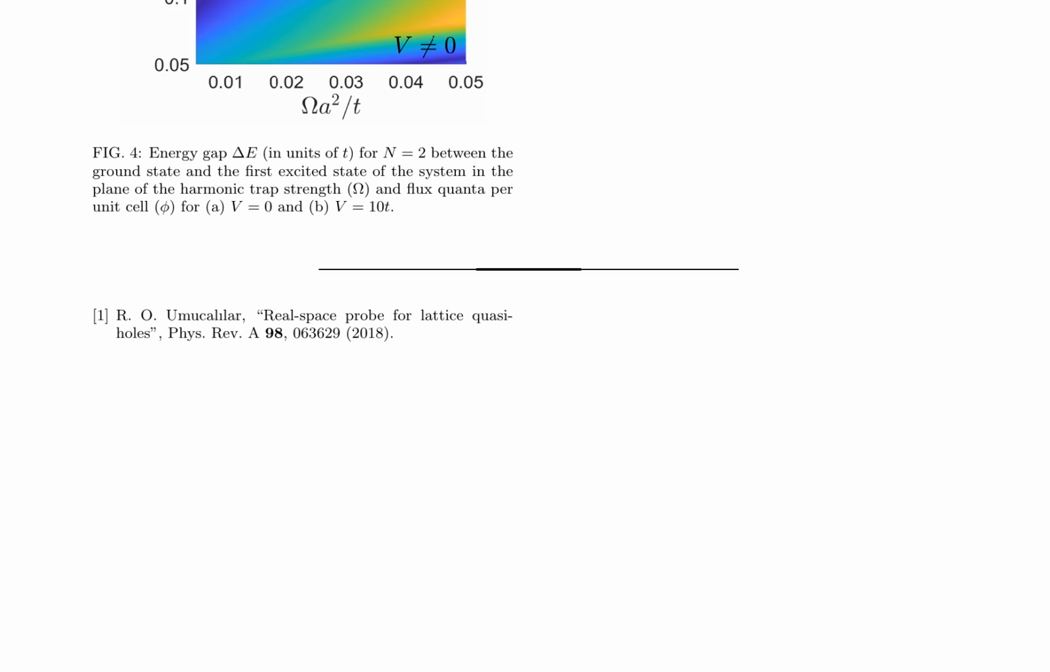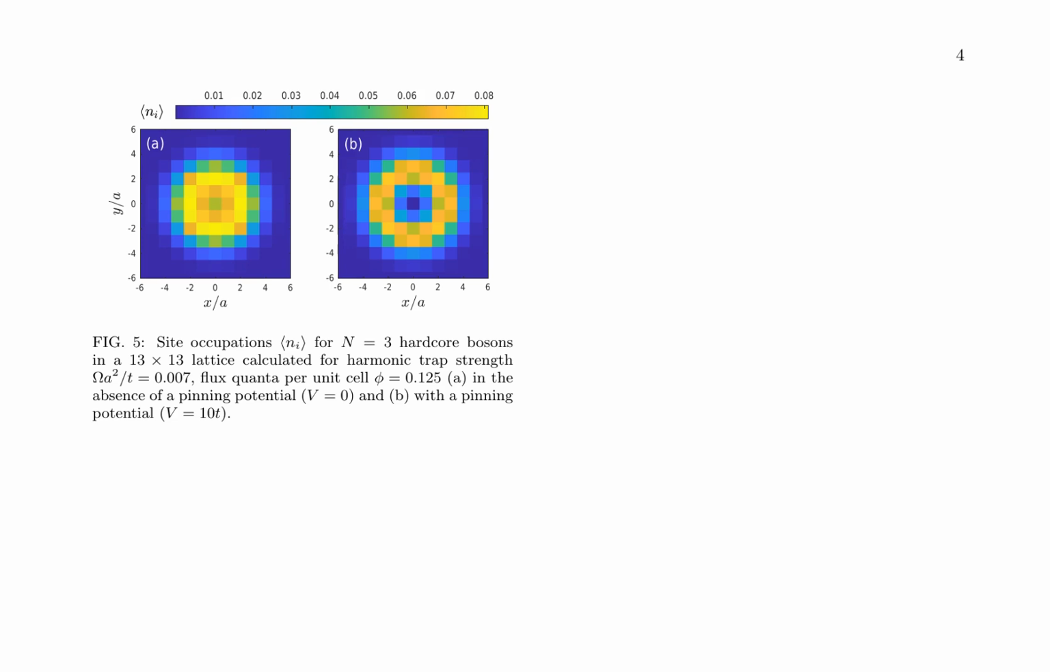The visualization in Figure 5 presents site occupations for three hardcore bosons in a 13 by 13 lattice, calculated for a harmonic trap strength of omega a squared over T equals 0.007 and flux quanta per unit cell of phi equals 0.125. The figure consists of two subplots, A and B, differing in the presence or absence of a pinning potential. In subplot A, without a pinning potential, the site occupations exhibit a characteristic pattern of peaks and valleys, indicating the formation of a vortex lattice due to the interplay between the harmonic trap and flux quanta.